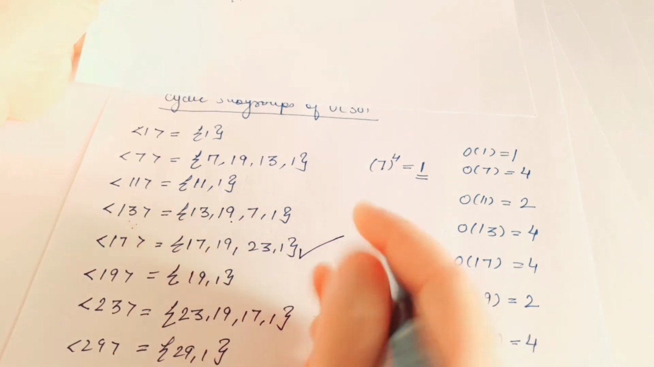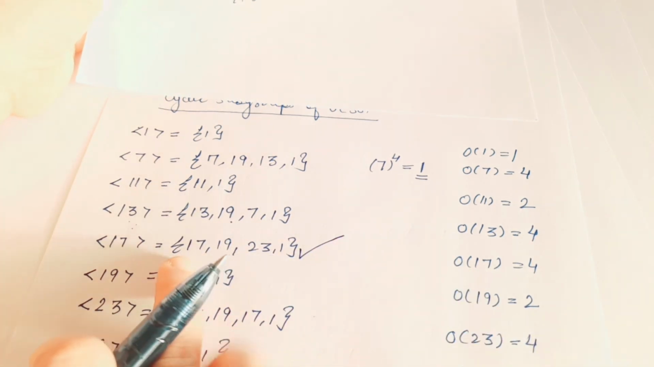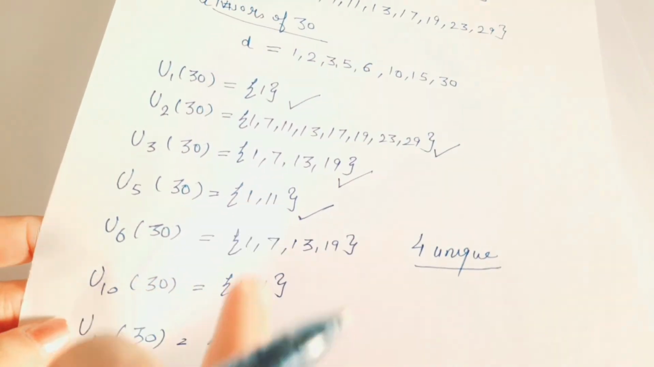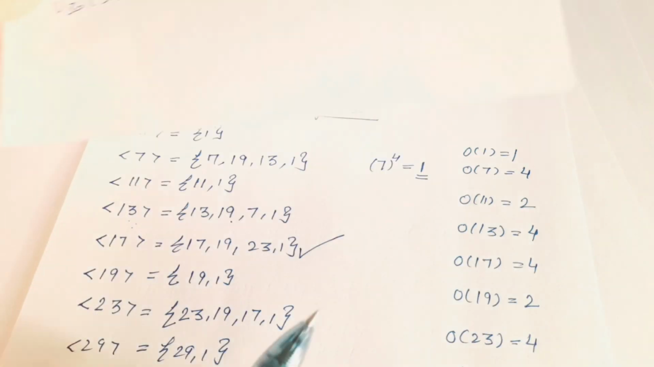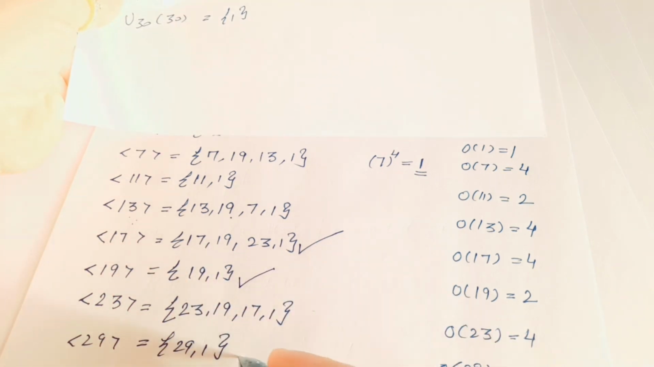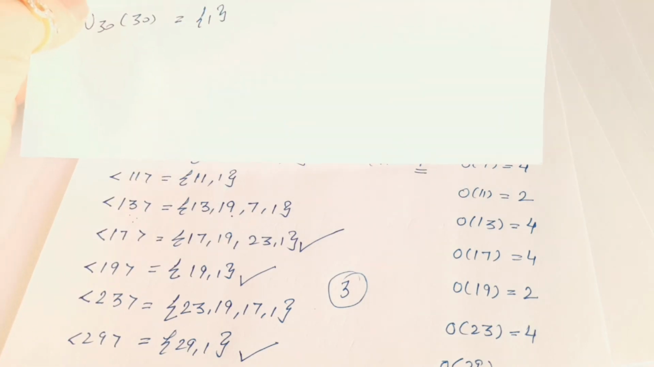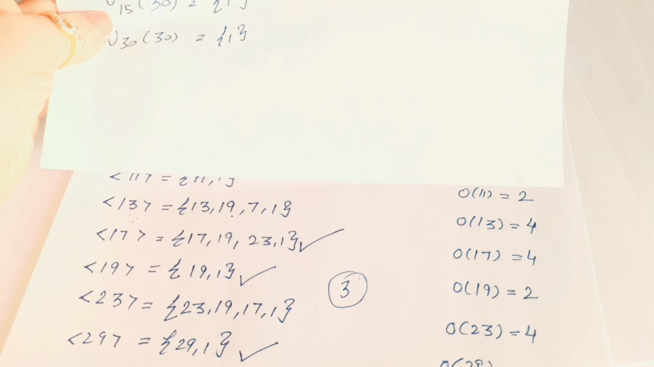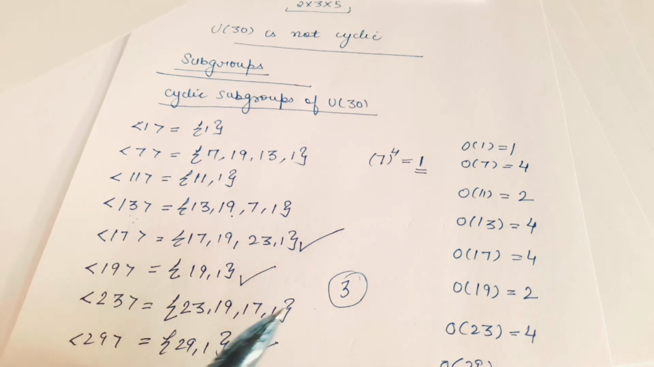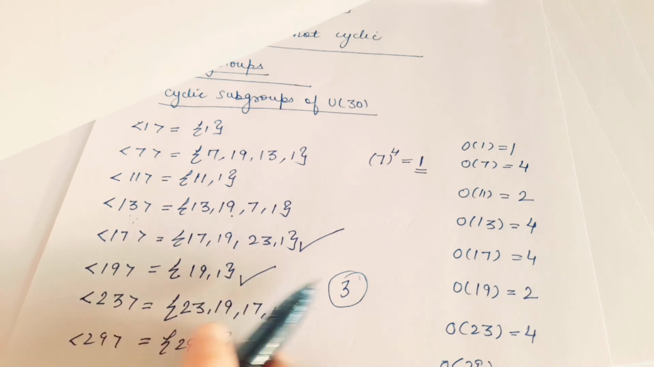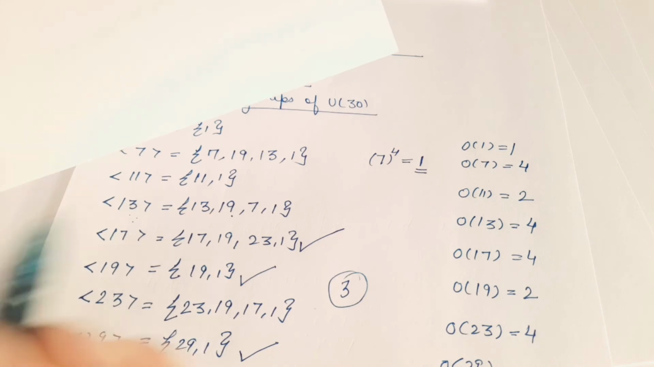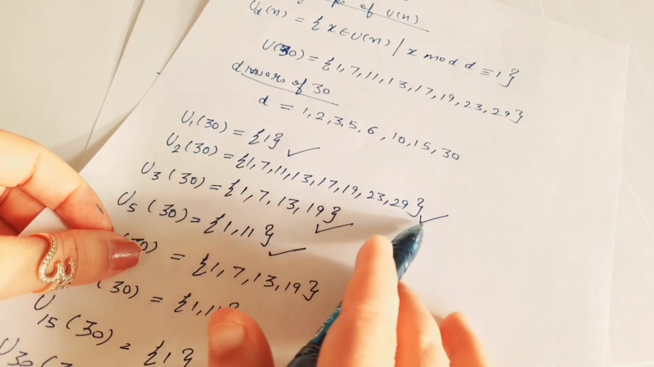So this is unique here: 1, 23, 19, 17, because it was not there in these subgroups. So this is unique, this is unique, and this is unique. This is the same. So 3 here, and 4 we got here. 1, 11. So next we can have subgroups of order 4, subgroups of order 2, subgroups of order 1, subgroups of order 8. There is only one subgroup of order 8.